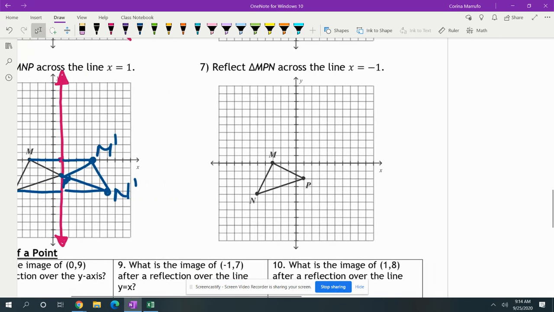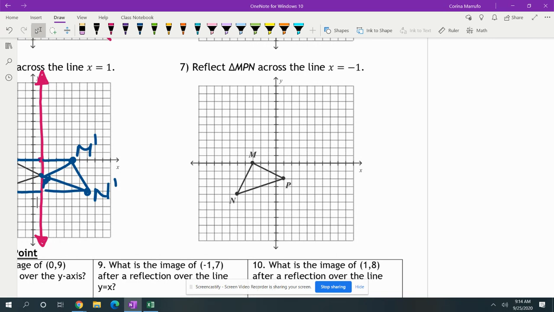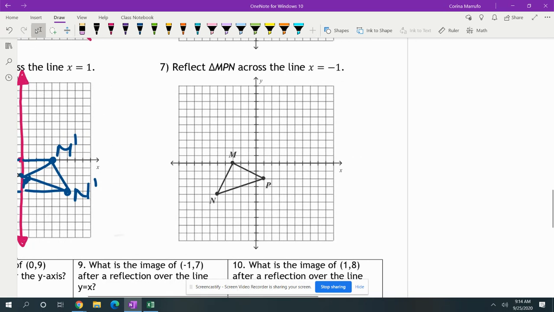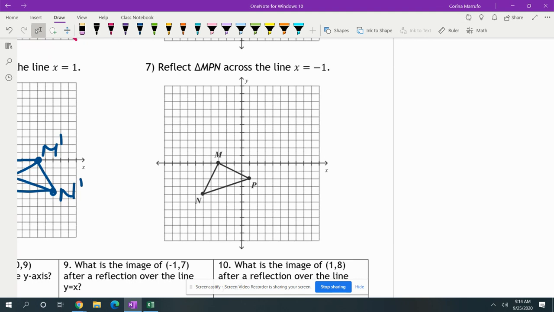And last of these, it says reflect triangle MPN across the line x equals -1. Okay, so first we're going to have to draw our line of reflection, which is at x equals -1. So on our x-axis, we find -1. So here it is. We make a vertical line going straight through it because this is everywhere where x is equal to -1.